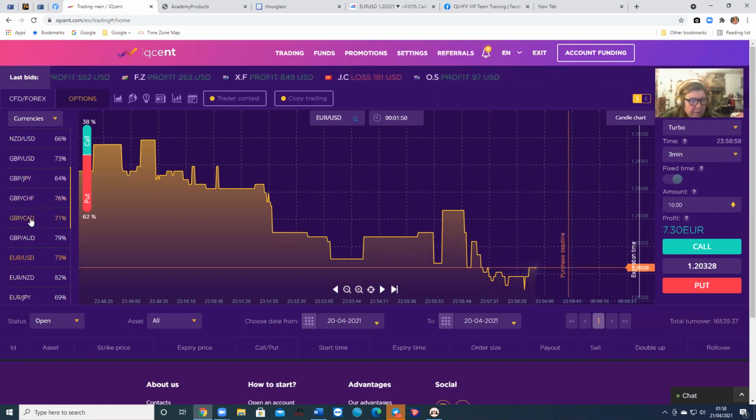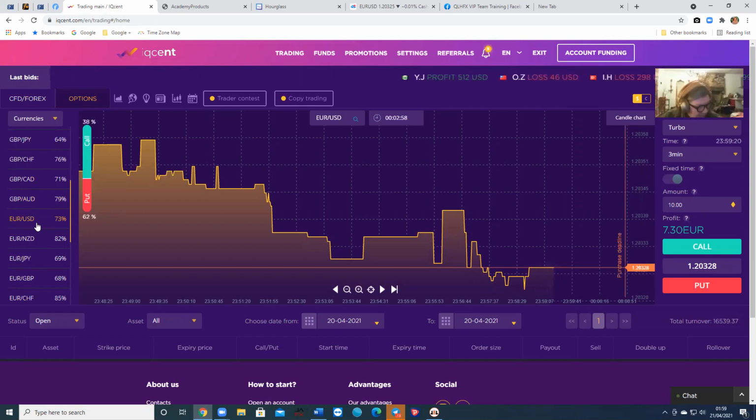GBP CAD, I really never trade that, and it's a very fast pair, so I don't really want to look at that, but I'll just write it down so we can have a look at it if we see something interesting. GA, very fast pair on this. I know Les doesn't trade that on this strategy, so I wouldn't touch that. Euro USD looks quite nice at 73%, so we'll start with that.